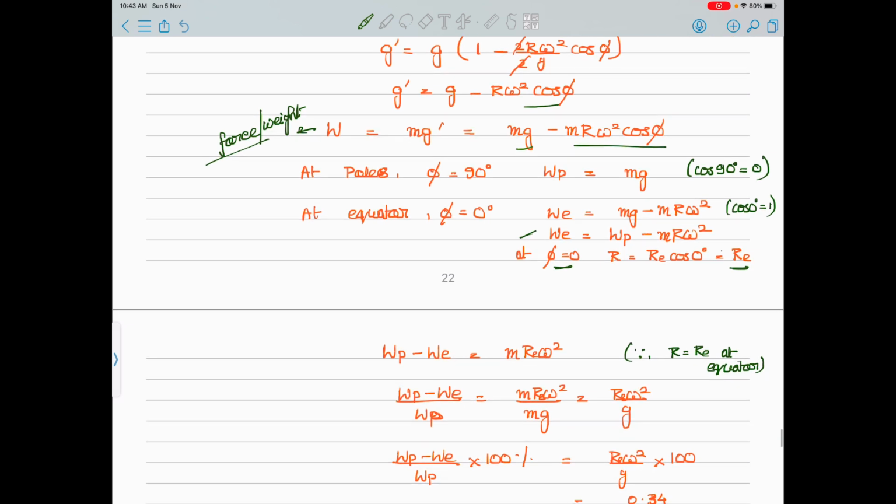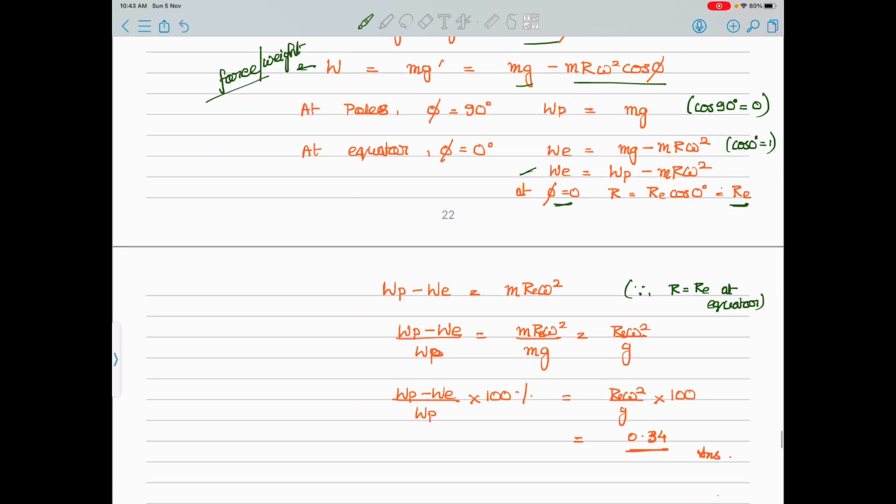Fine. Therefore WP minus WE by WP is m re omega square by mg. This is what I am doing because the question asks to find this particular term. So m cancels out, we get re omega square by g, and ultimately you have to multiply by 100 to have it in percentage. So it becomes re omega square by g into 100.